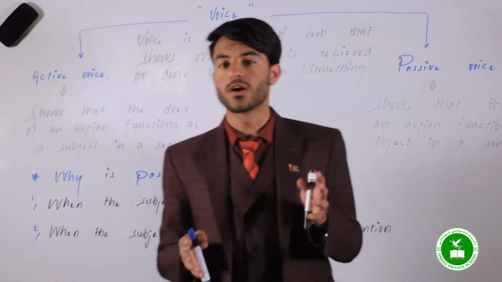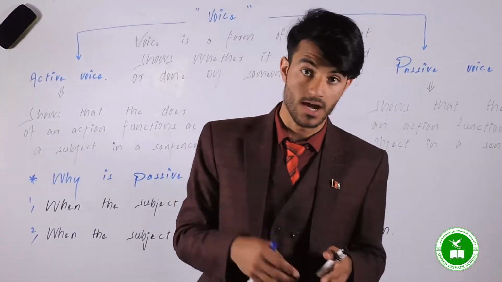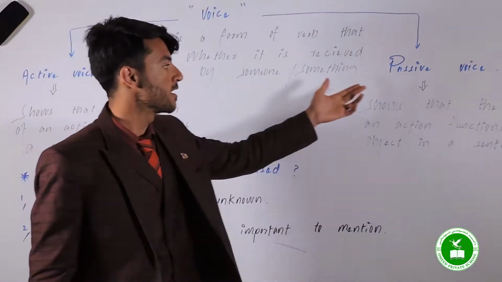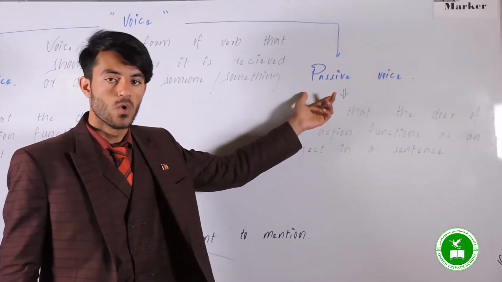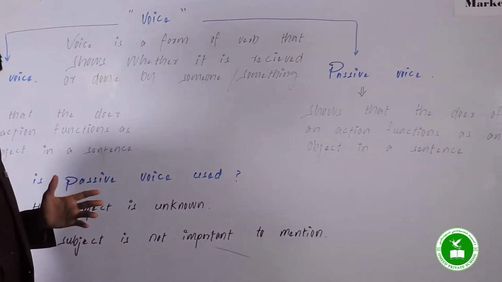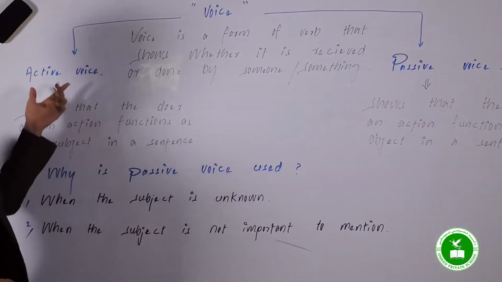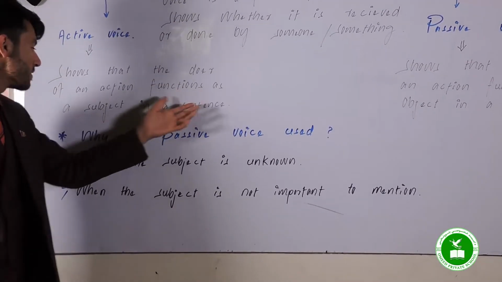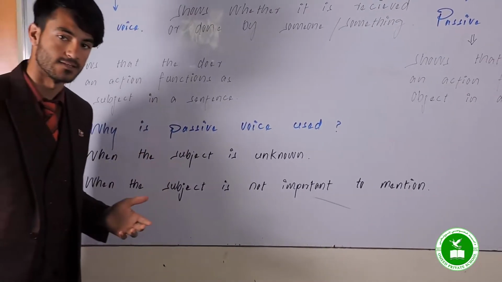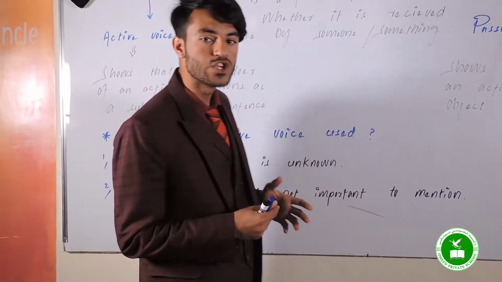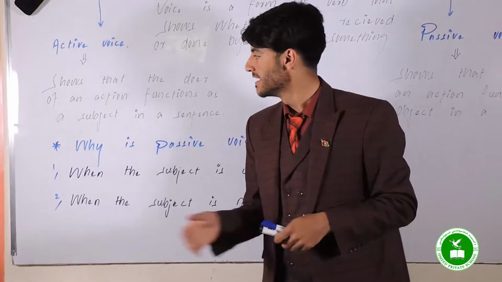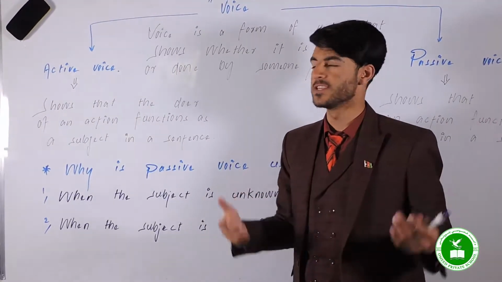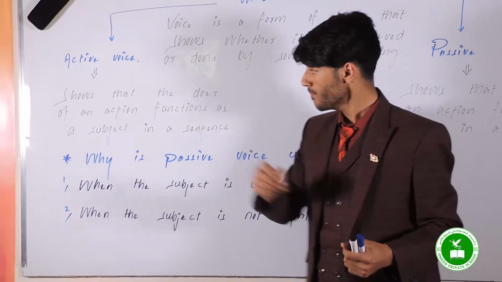Okay, there are two kinds of voice. Voice is divided into two kinds. First one, active voice, and the second one, passive voice. First, let's talk about active voice. What is active voice? Active voice shows that the doer of an action functions as a subject in a sentence. When the doer of an action functions as a subject in a sentence, it's called active voice. Generally, we use a lot of sentences in active voice, right?